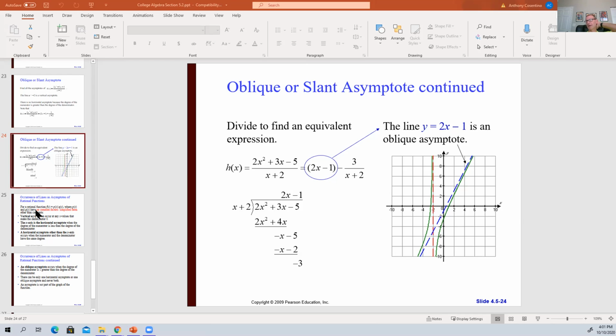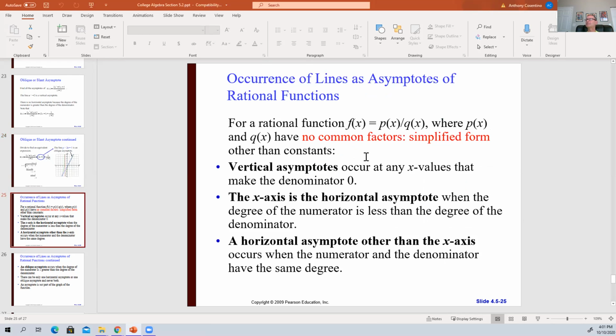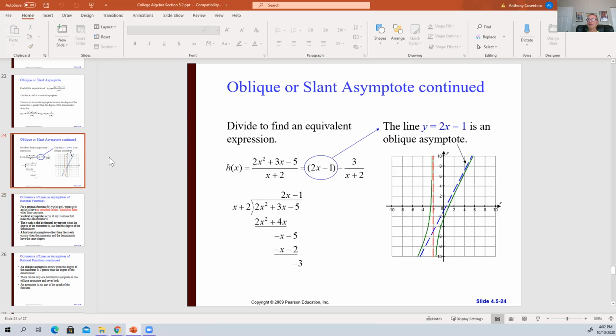So here's a couple points that we want to talk about. When you calculate asymptotes, you always want to have the simplest form first, right? No common factors. So if you have x minus 6 and x minus 6 in both the numerator and denominator, make sure you cancel it out. So then the vertical asymptotes, after you get to the simplified form, are all values of x that make the denominator equal 0.